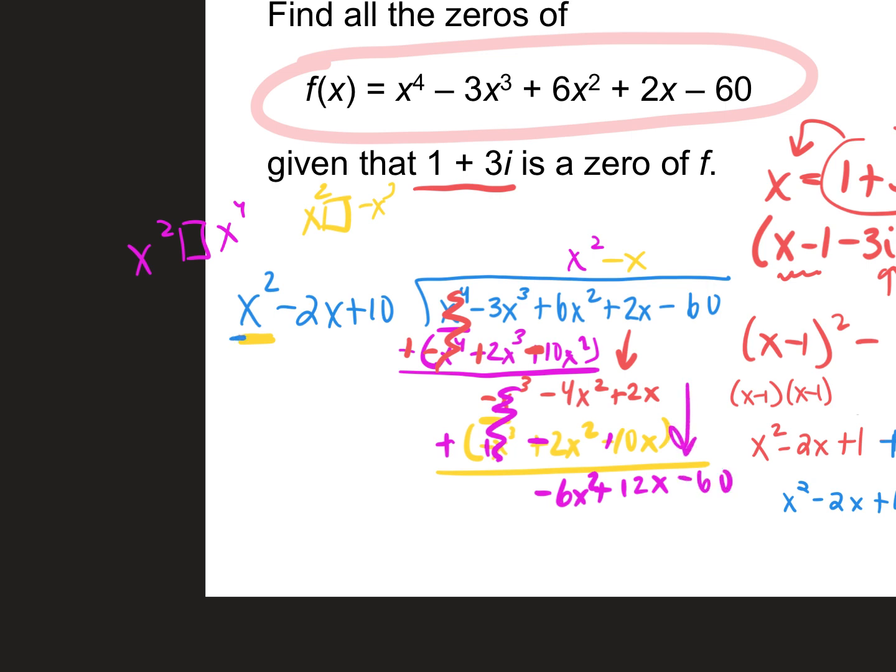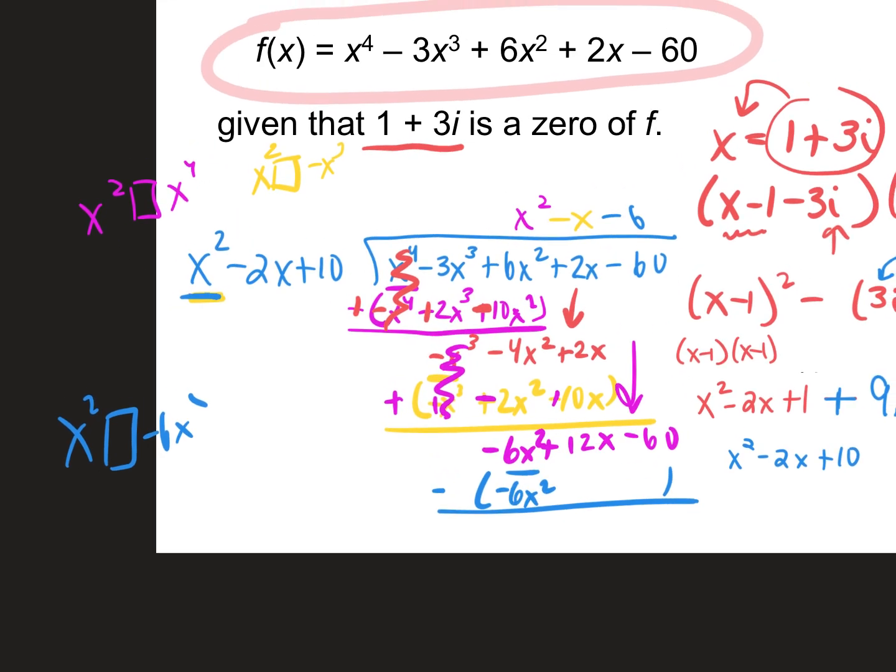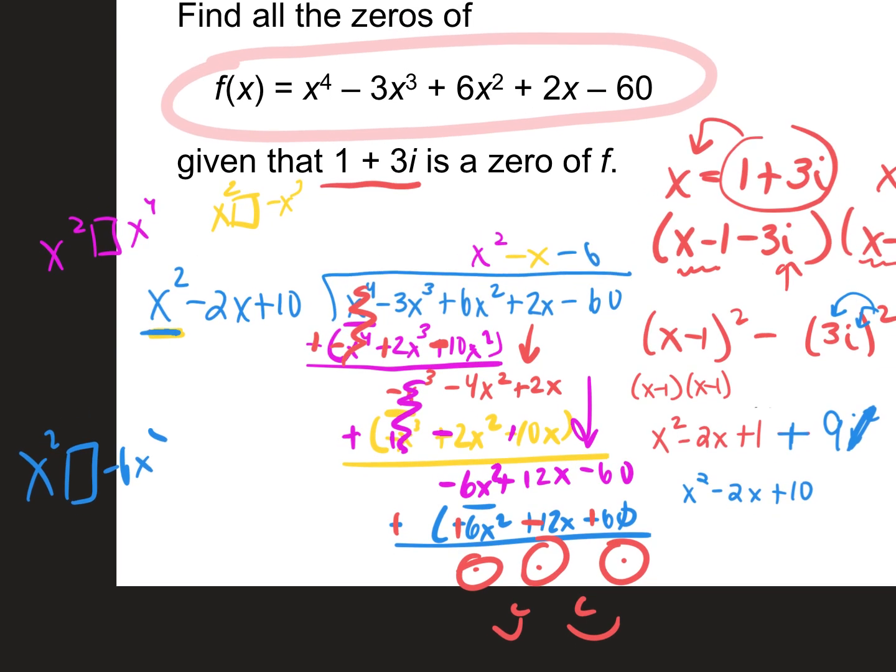One more time. First term into first term. X squared times what gives you negative 6x squared? Negative 6. Perfect. Get your subtraction ready. Negative 6 and x squared is negative 6x squared. Negative 6 and negative 2 is plus 12x. Negative 6 and 10 is negative 60, yeah? What do I do with my negative sign? I distribute. What's a negative 60 and a positive 60? What's negative 12x, positive 12x? What's negative 6x squared, positive 6x squared? So this is what you have left over, x squared minus x minus 6.